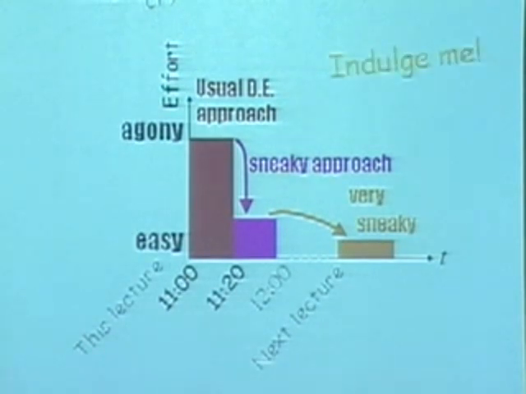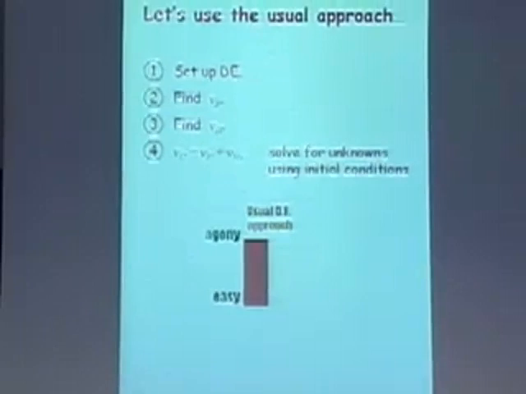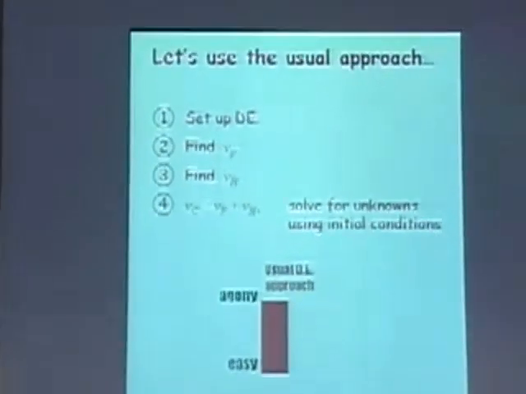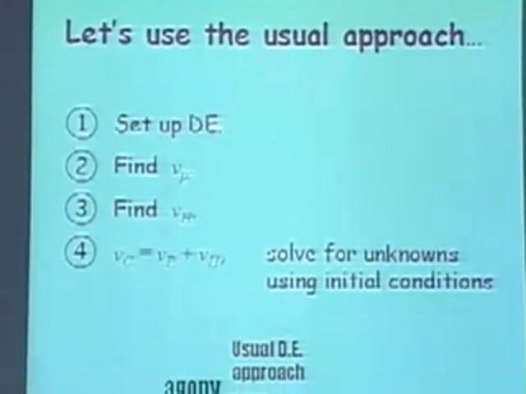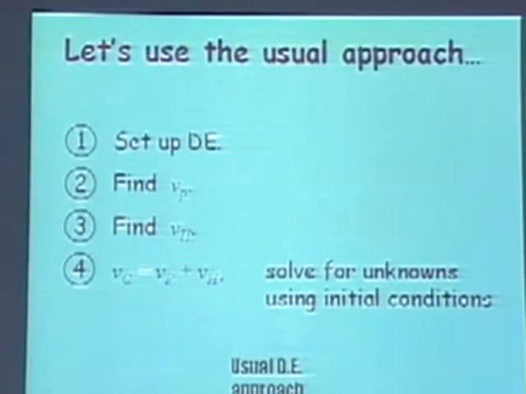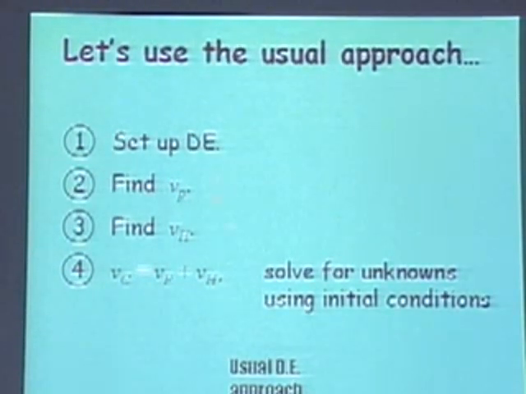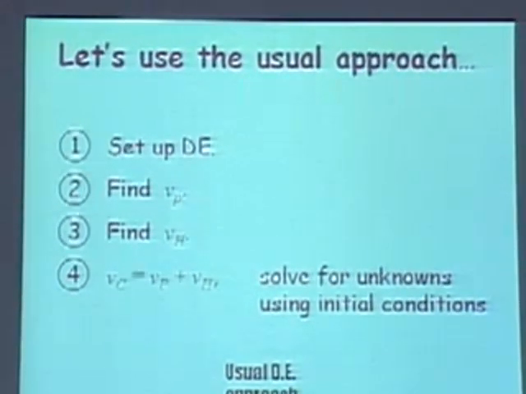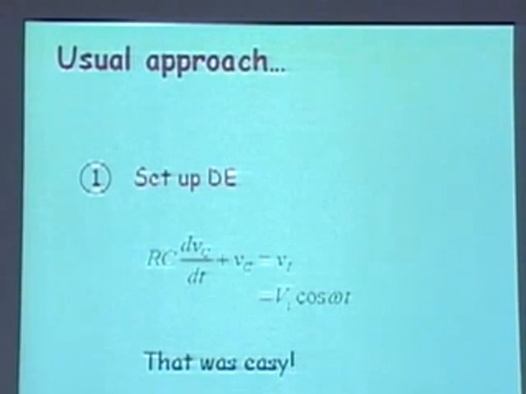Indulge me as I go through the agony part. I'm going to blast through it because that's not how we're going to do things, but you just need to know that that's agony. So let's do a usual differential equation approach. Steps 1, 2, 3, 4. Set up the differential equation. Find the particular solution. Find the homogeneous solution. Add up the two. Solve for the unknowns. It's a mantra. The 4-step mantra. Okay, let's do it.